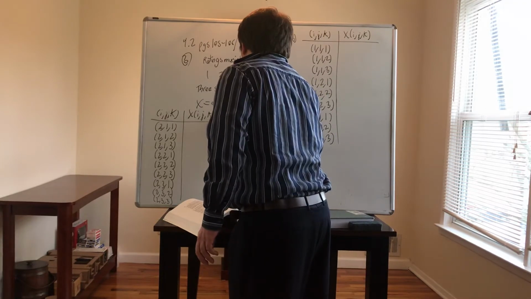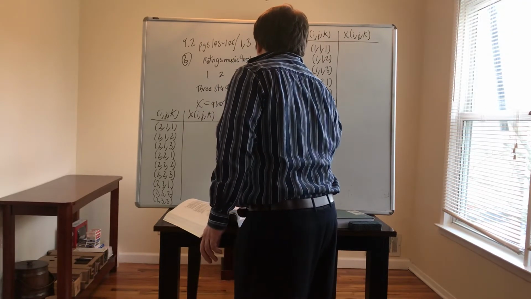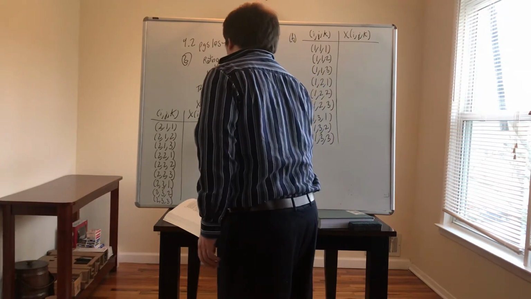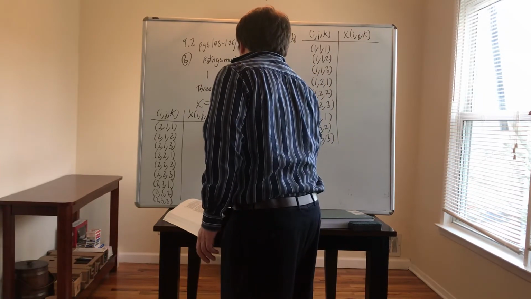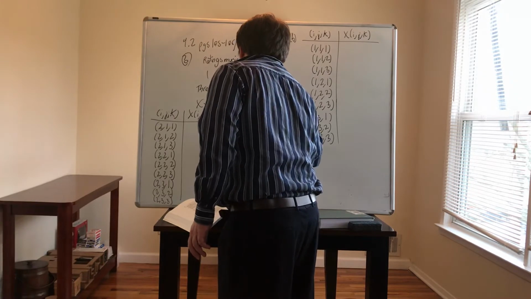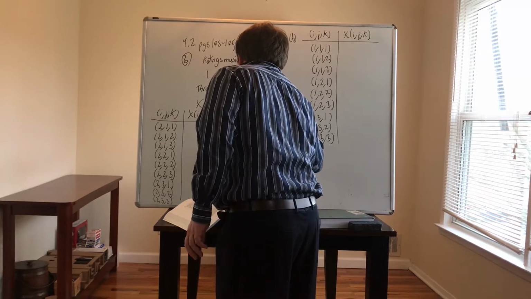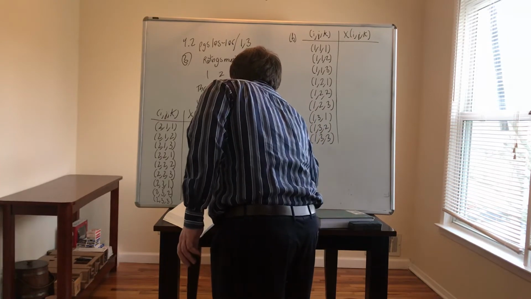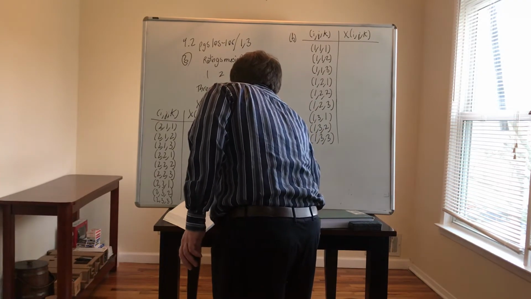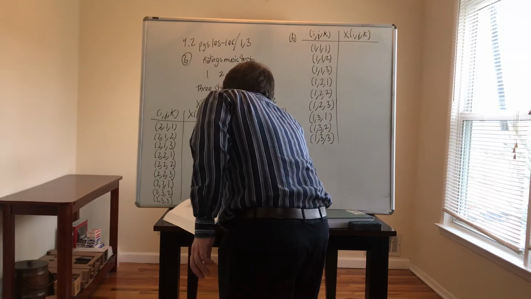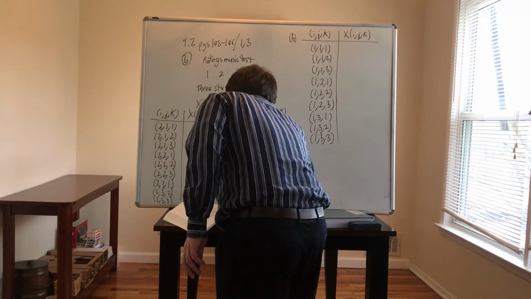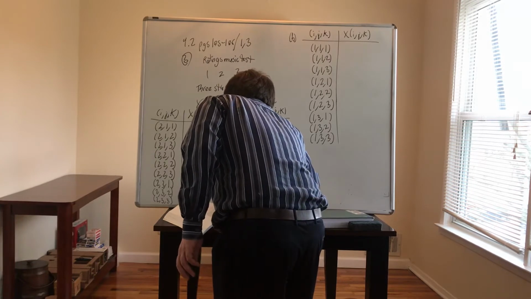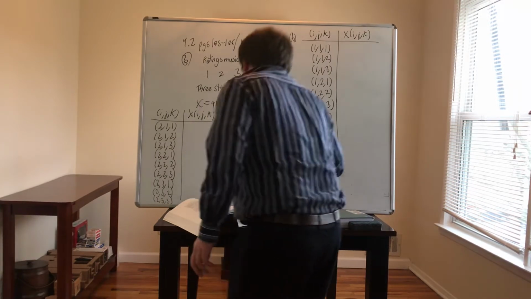subtable, I, J, K in the first column, X of I, J, K in the second column. And so now this is going to be starting with 3,3,1; 1,3,1; 2,3,1; 3,3,2; 1,3,2; 2,3,2; and lastly 3,3,3; 1,3,3; 2,3,3.